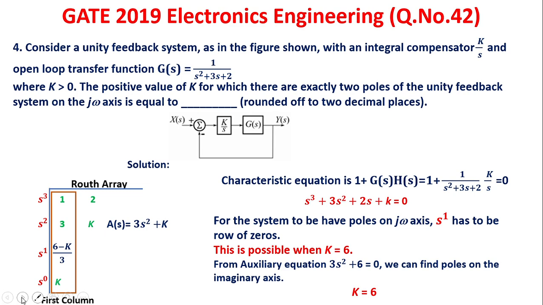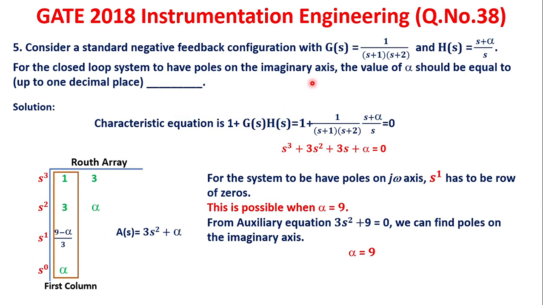So let us move to the last problem in this module. Here again they have given g of s and h of s. S plus alpha by s is h of s. This is g of s. For the closed loop system to have poles on the imaginary axis, the value of alpha should be equal to what? Almost similar problem in all these 5 questions if you see in this module.